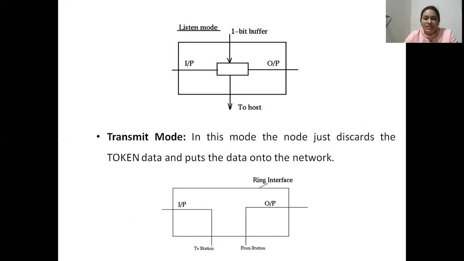The next mode is transmit mode. In this mode, the node just changes 1 bit in the token data and puts the data onto the network. So this is a scenario where the node is the intended node for data transmission. It got the token, so it will freeze the token bits, change the token bits and put the data onto the network. We say that the node is in transmit mode.